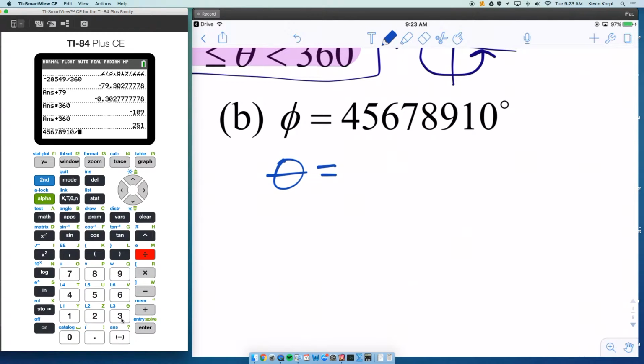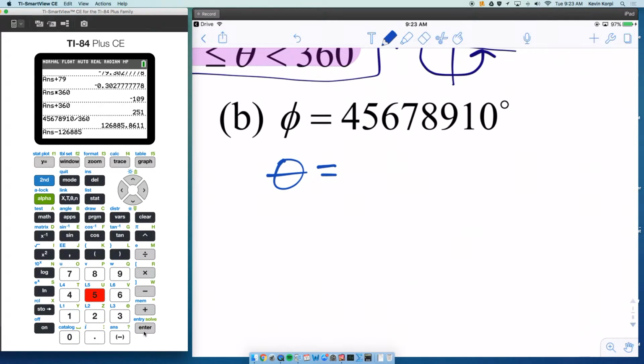Divided by what? 360. Whoa, 126,000 full rotations. More than that, actually. So if you were going to be doing minus 360, you would hit the enter button that many times, okay? We want to subtract out the full rotation. So minus 126,885.